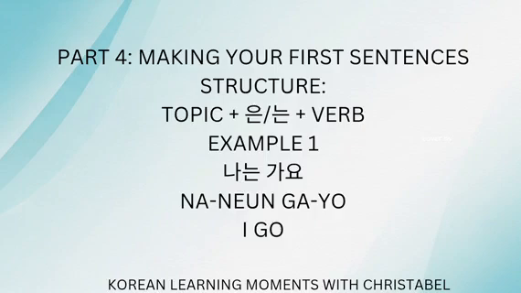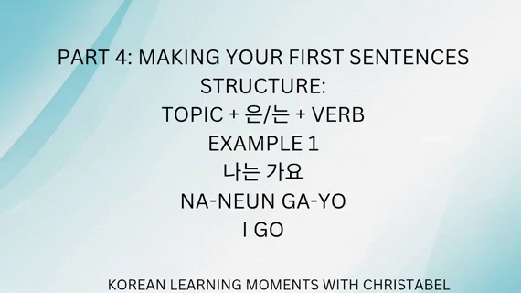And now we've come to the most interesting part of our lesson, the part for which is making your first sentence structures. It is one thing to learn the vocabulary and the grammar points, and the next thing is to actually mix the vocabulary you've learned and the grammar points to make short sentences. So that is what we are going to do right now. So the first grammar point we're going to be using to make our sentence is the topic plus un/nun plus verb grammar point. Example one is nanun gayo.